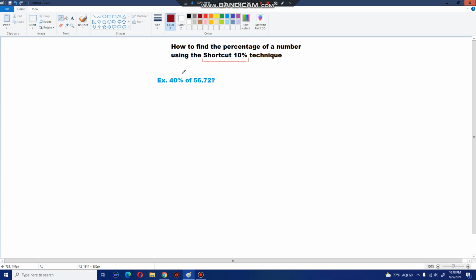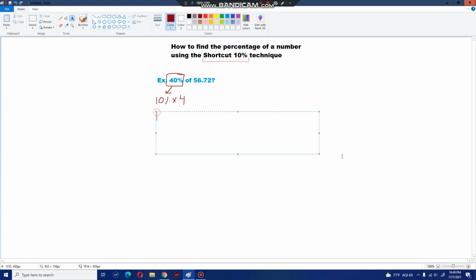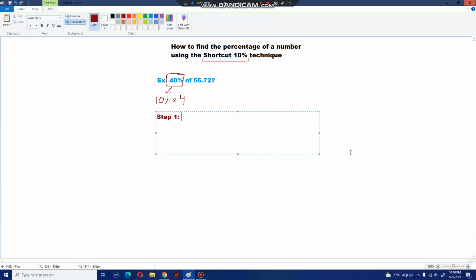So first things first, let's take a look at 40%. I need to use the 10% technique over here. So I know that this 40%, I have to break it down to 10%. And in order for 10% to become 40%, I need to multiply it by 4. You see that? 10% times 4 equals 40%. Now, I'm going to use this knowledge to help me figure out 40% of 56.72. So step number 1: find out 10% of 56.72.